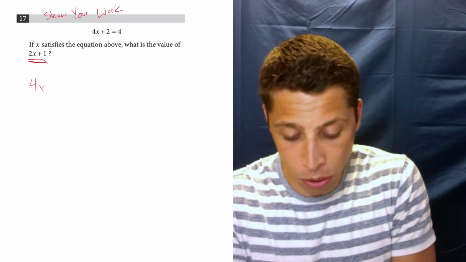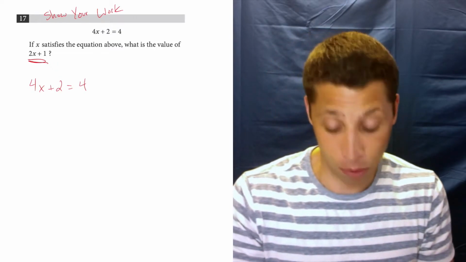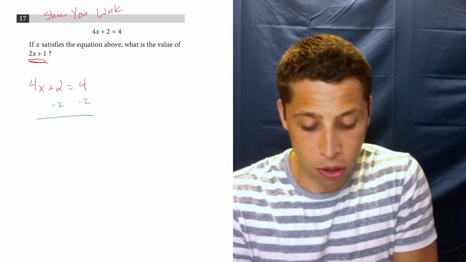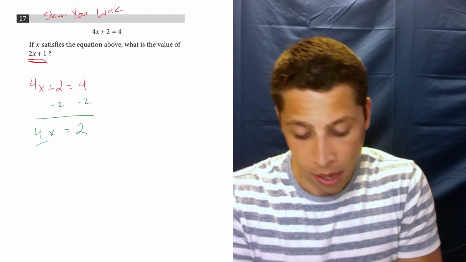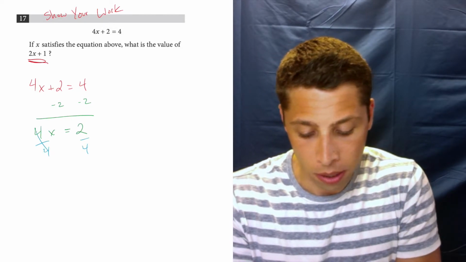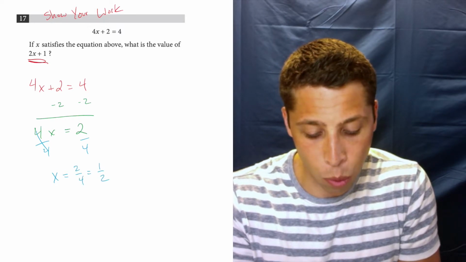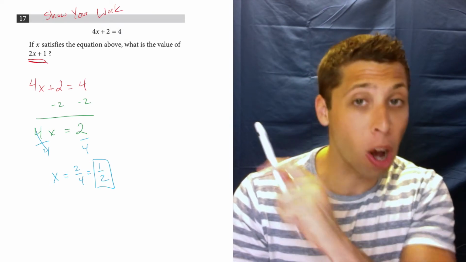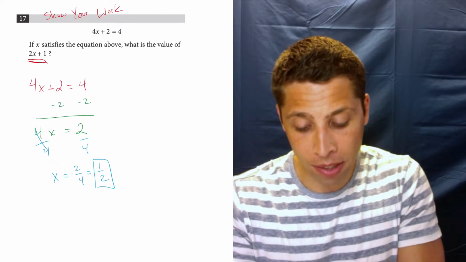So what do we do in normal algebra? Well, we isolate x. So we start with 4x plus 2 equals 4. We're going to subtract 2 from both sides to get 4x is equal to 2. And then we divide by 4 to get that x is equal to 2/4, which is really 1/2. So that's my value of x. But if you bubble that, you will be wrong because they don't want x. They want 2x plus 1.